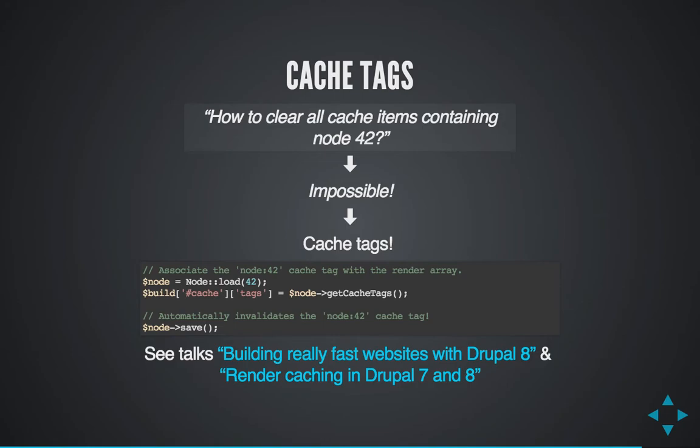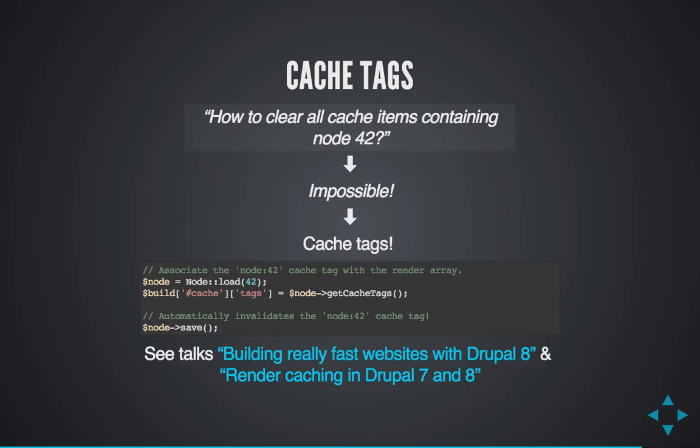So how does that work? And how can you do even combinations of things? So if you have changed node 3 and user 5, how do you find only those cache items that contain both those entities? The answer is you can't, and that's where cache tags come in.